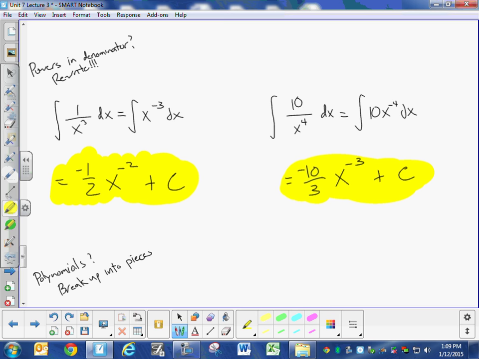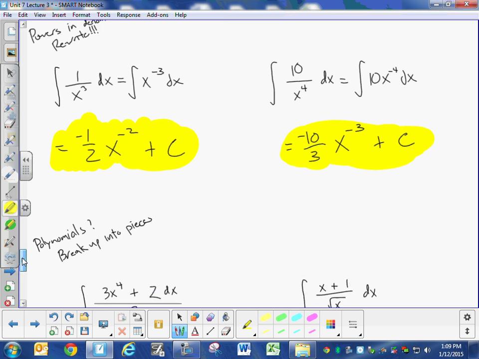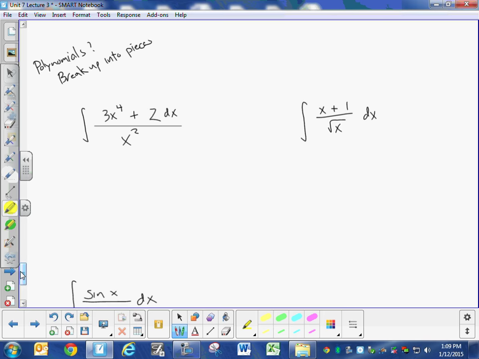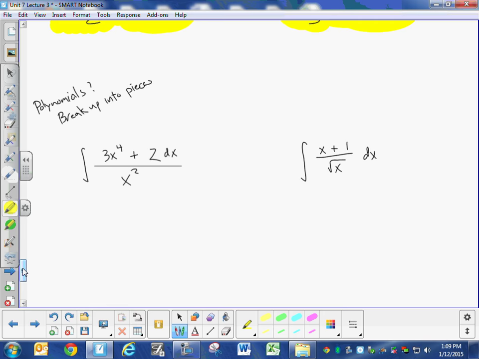Questions about those? Okay, more things to be prepared for. If you have a quotient of polynomials, break them up into individual fractions. It's really the quotient of polynomials, not just polynomials. Polynomials being divided.